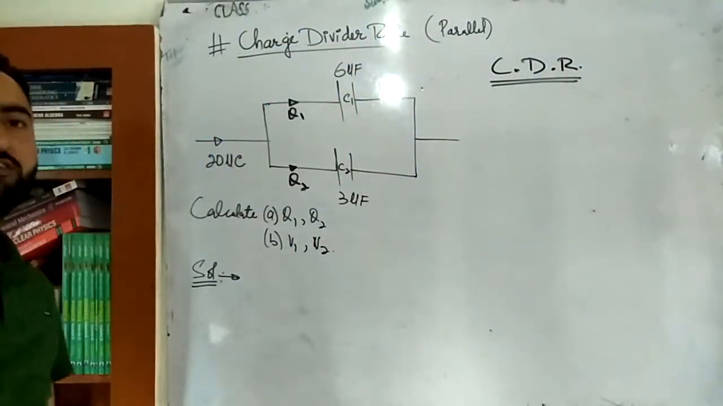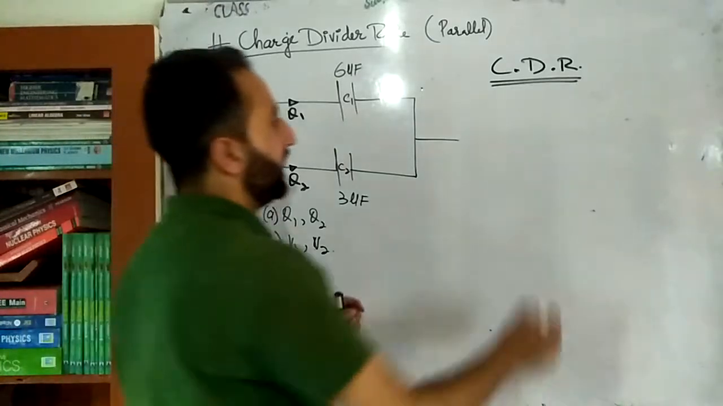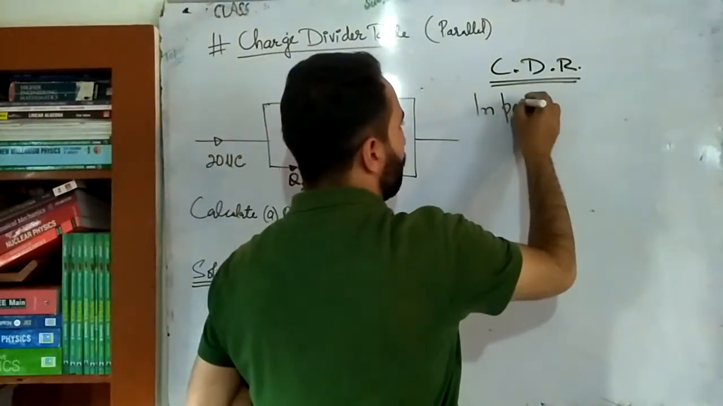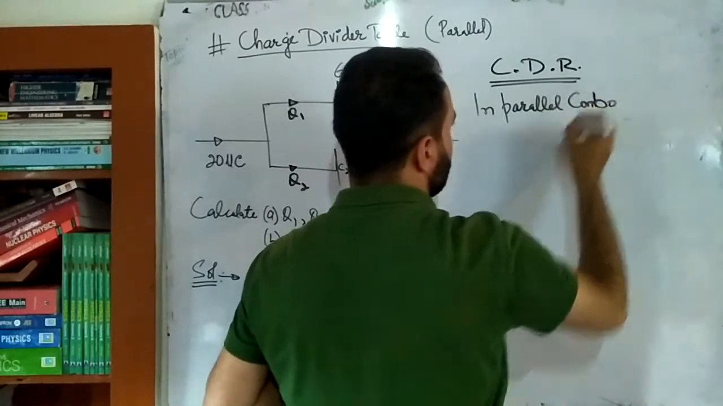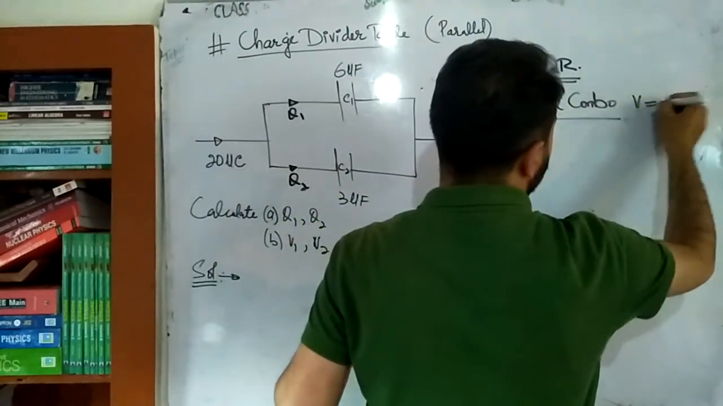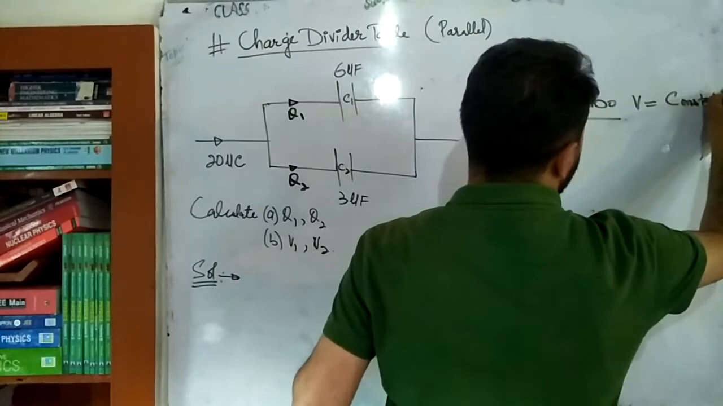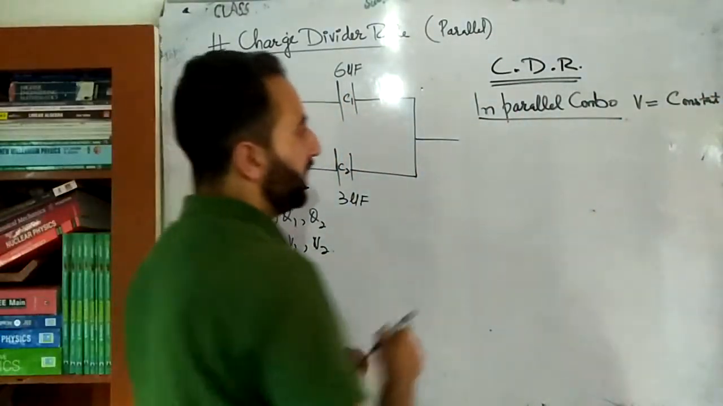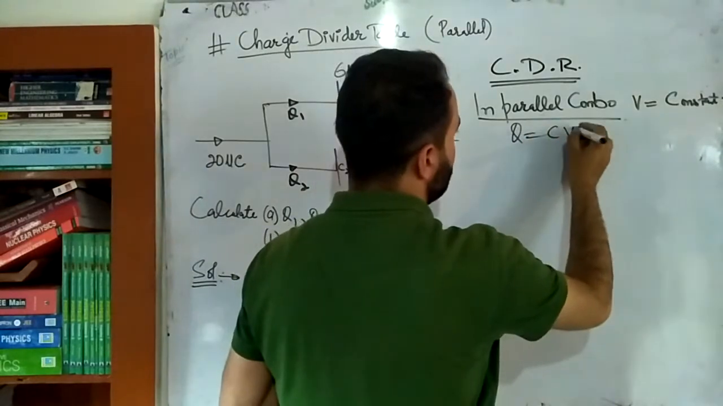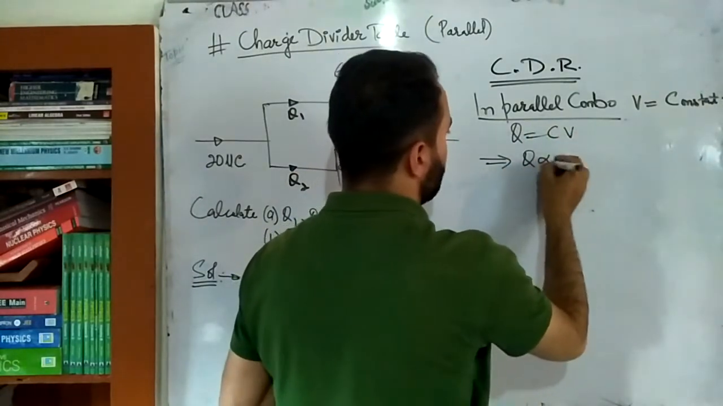Now these two are connected in parallel. So in parallel combination, ठीक है ना बेटा? V is constant. बोलो बेटा, ठीक है? Potential difference is same in parallel combination. We have the equation Q is equal to C multiplied by V. This implies Q is proportional to C.